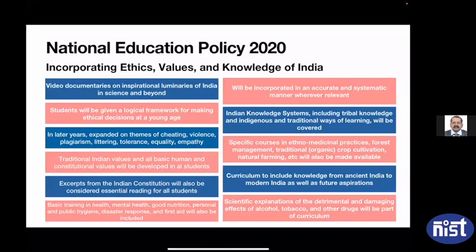Then basic training in health, mental health, and all. And this is to be incorporated in an accurate and systematic manner. Indian knowledge systems, including tribal knowledge and indigenous and traditional ways of learning, to be covered. And medicinal practices, forest management, traditional crop cultivation, natural farming. So it's a wholesome curriculum to be encouraged.